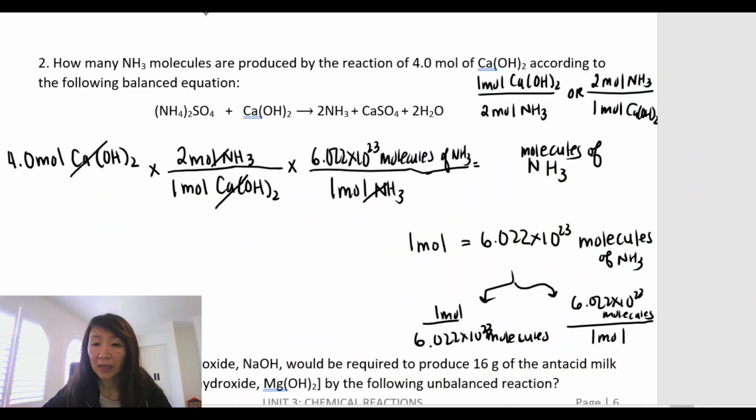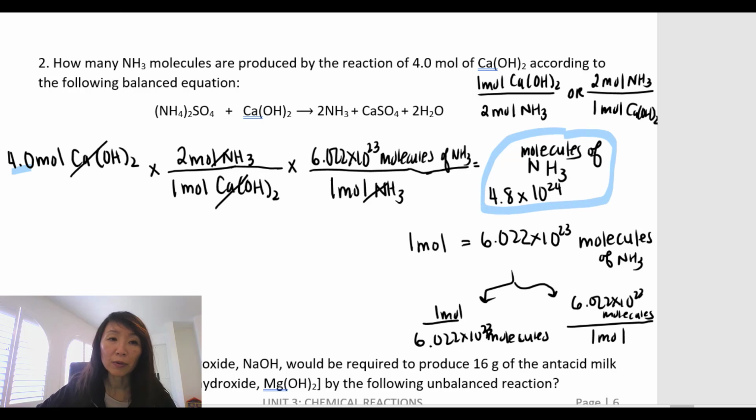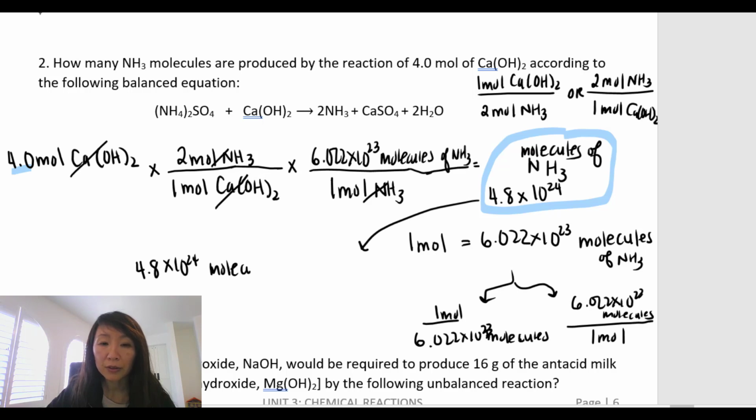So the correct answer, the calculator says, is 4.8 times 10 to the 24. I only put 4.8 because this starts with 2 sig figs, so I should end up with 2 sig figs. And the unit is molecules of NH3. Let me rewrite the answer so that it's not so confusing. The answer is 4.8 times 10 to the 24th molecules of NH3.